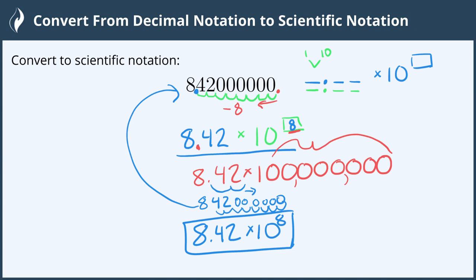The fast way to check this is to just take our decimal here and move it the same number of place values, and this is a positive number, so we move it 8 place values to the right. 1, 2, 3, 4, 5, 6, 7, 8, which gives us, again, that same original number. Either way you want to check it works great, but our answer of 8.42 times 10 to the 8th is the correct scientific notation for our number of 842 million. And we're all done.